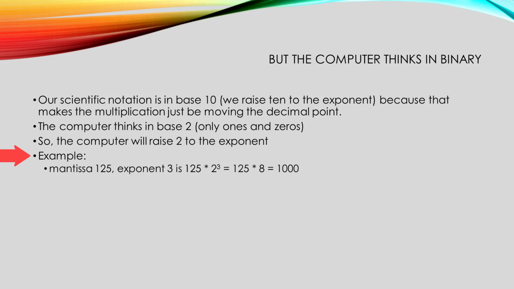2 to the third power is 8, and 125 times 8 is 1,000. As another example, suppose our mantissa is 4, and the exponent is negative 3. That is 4 times 2 to the negative 3. 2 to the negative 3 is 1/8, so the number we are representing is a half.